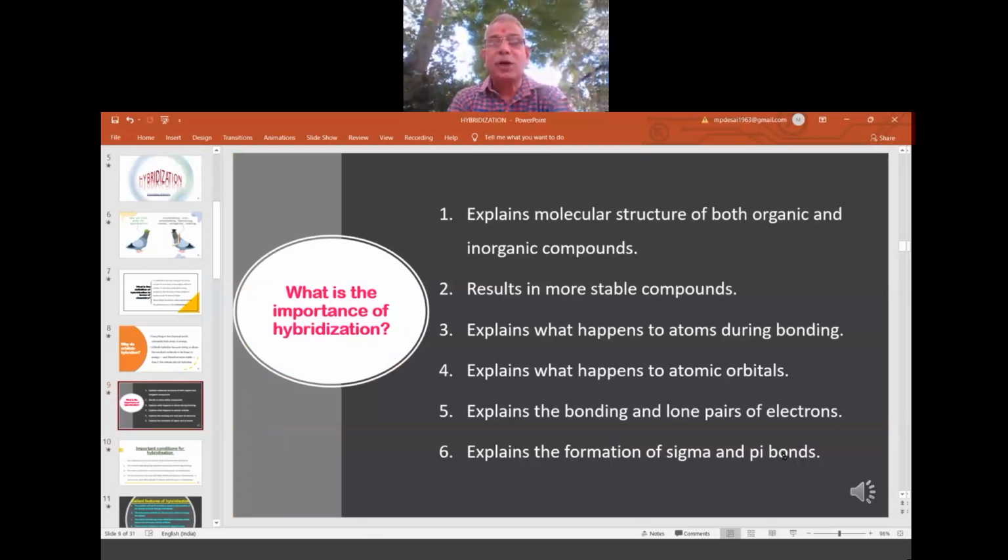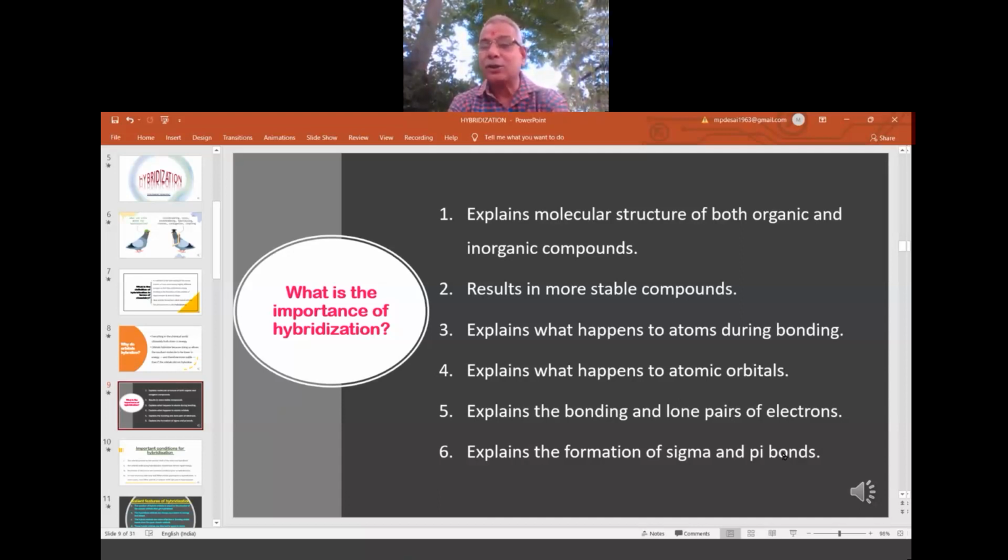So what is the importance of hybridization? Why do you want to learn it? Why is it introduced in the higher class? It explains the molecular structure of both organic and inorganic compounds, or in general chemistry. That means about the shape and the structure, it explains very well. Therefore, we have to study. It results in more stable compounds. Hybrid orbitals are more stable. Because we are getting more stable compounds, we have to learn how it happens.